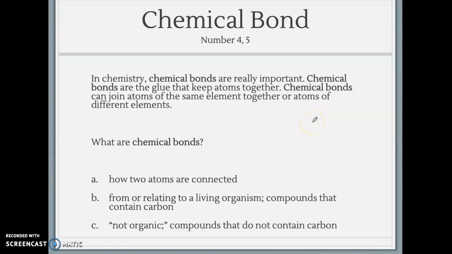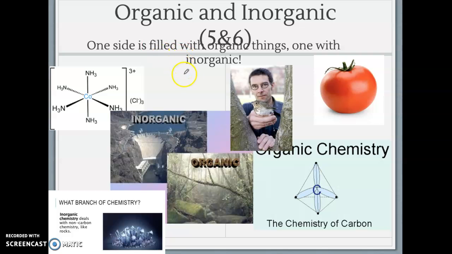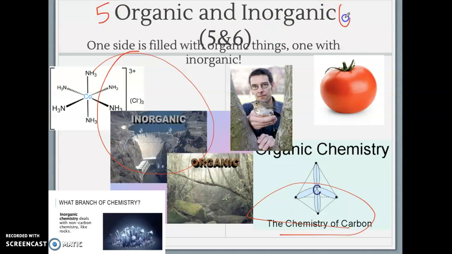So what is a chemical bond? Chemical bonds are really important. They are the glue that keep atoms together. They can join atoms of the same element together or atoms of different elements. These are how 2 or more atoms are connected. So chemical bond is number 4. Okay. Organic, if you look over here, it's the chemistry of carbon. And inorganic is things that don't have carbon. Okay, so organic is number 5, inorganic is number 6.